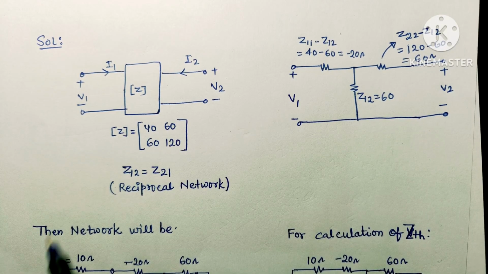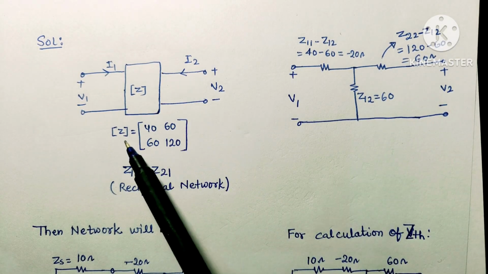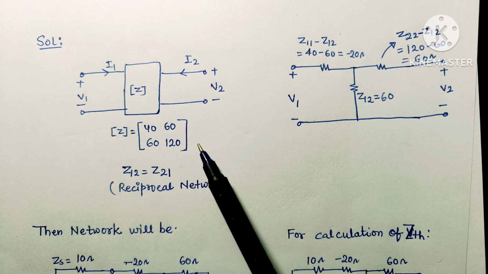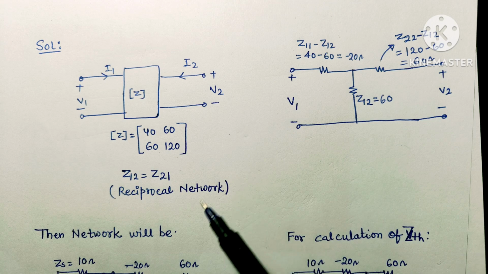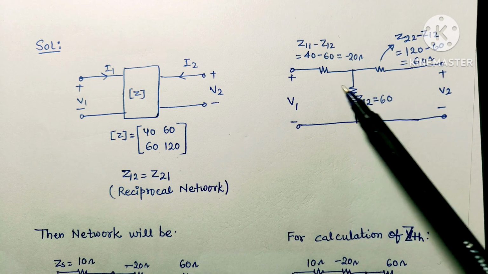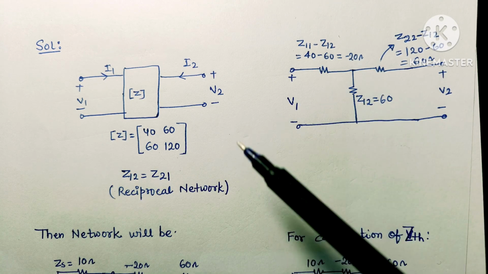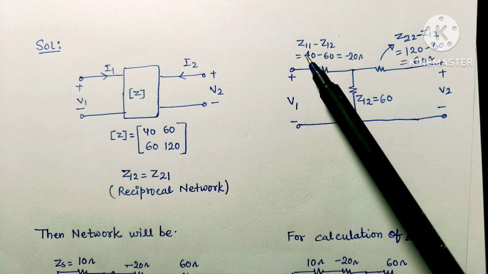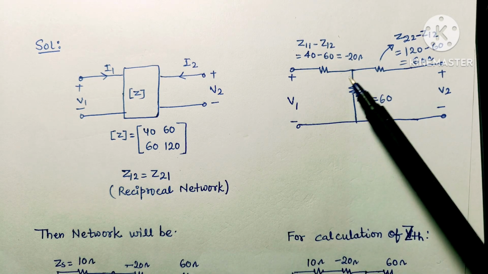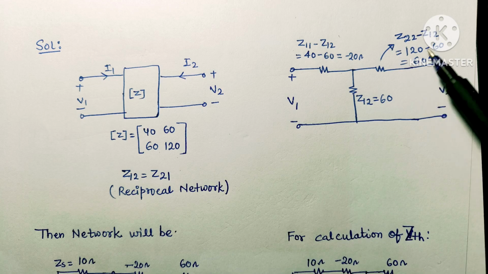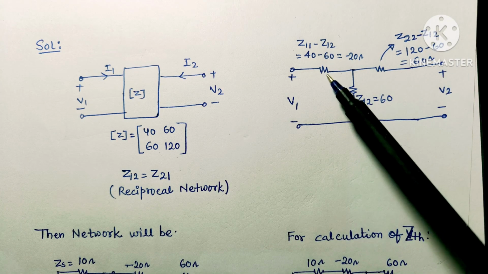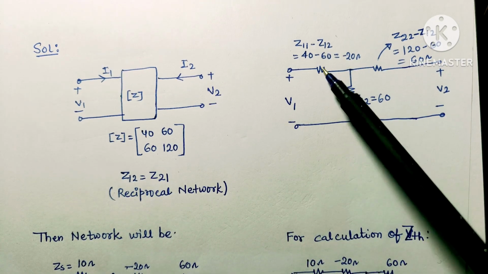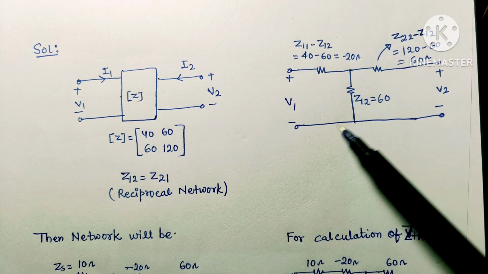As we know, if the Z matrix is given, then we can convert this two-port network into an equivalent circuit. This equivalent circuit is known as a T network, and the values of the T network impedances can be written like this: this value will be Z11 minus Z12, this value will be Z12, and the value of this arm will be Z22 minus Z12. After putting the values given in the question, we find the value of these impedances.